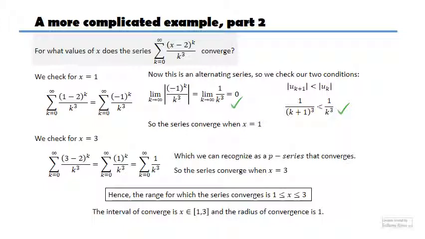Think about if you're starting to understand why the radius is 1. Think about that between 1 and 3, I have 2. That would be, so to speak, my diameter of convergence. The radius would be half that. So it'd just be 1.